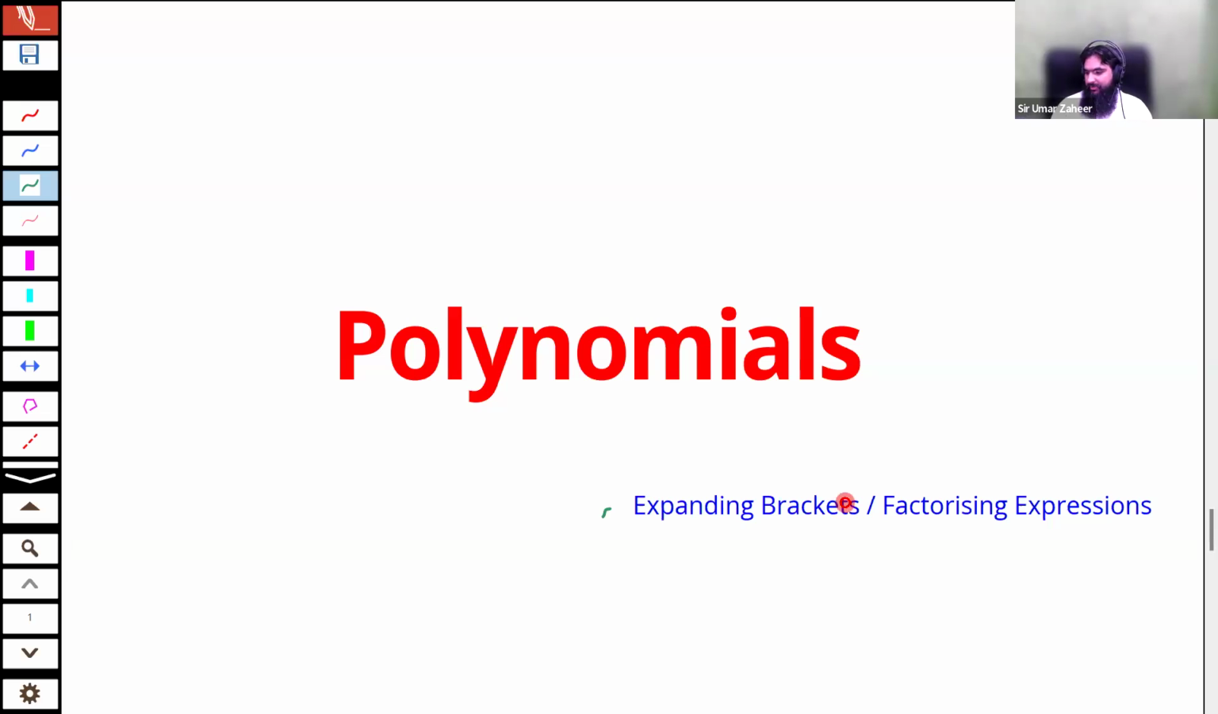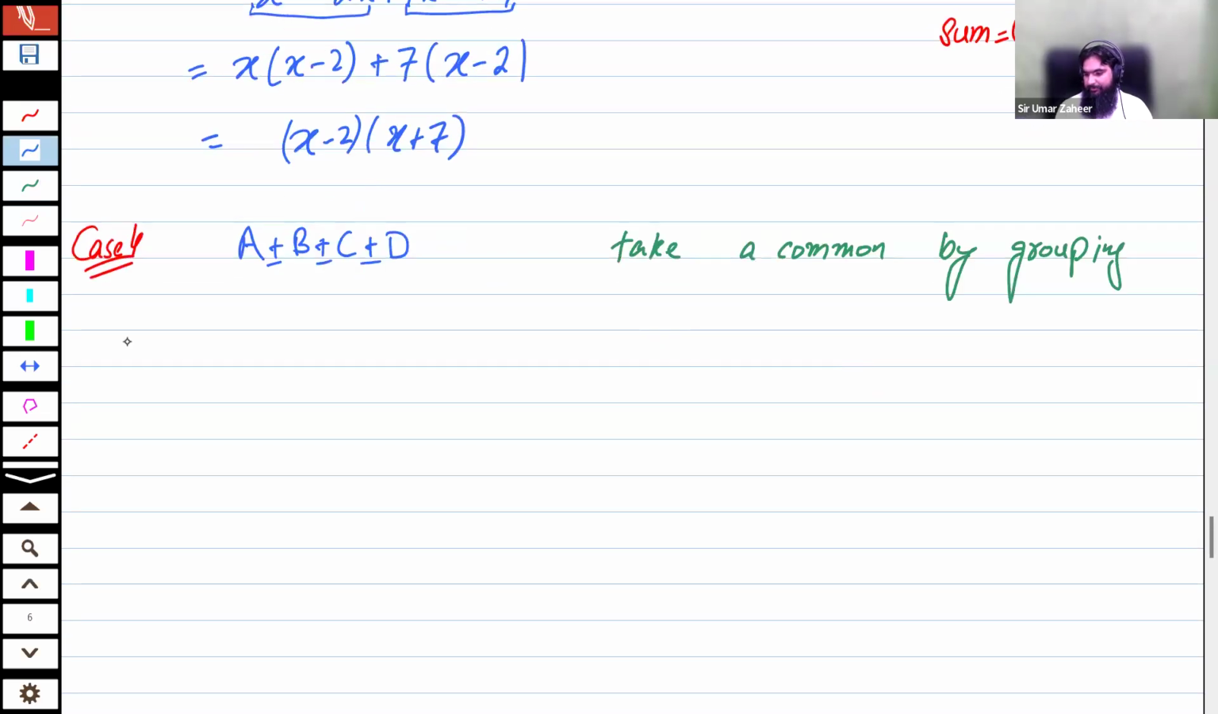All right, now I get the question. For example, you have a question: 3x plus 8y minus 6ax minus 16ay. Now look here, the examiner gives you four terms and says that you need to factorize it. So you have to factorize it by taking a common by grouping.